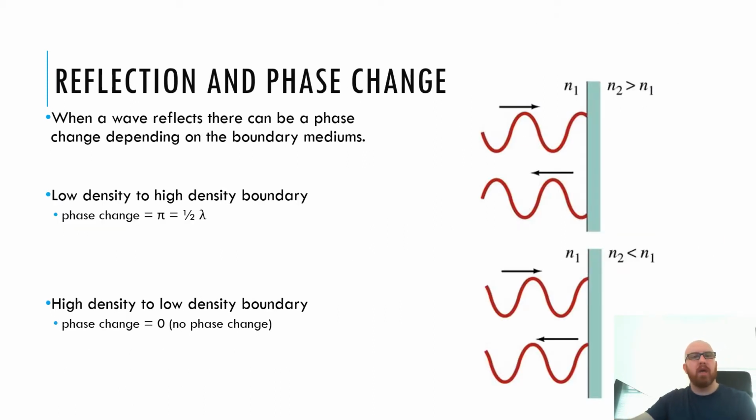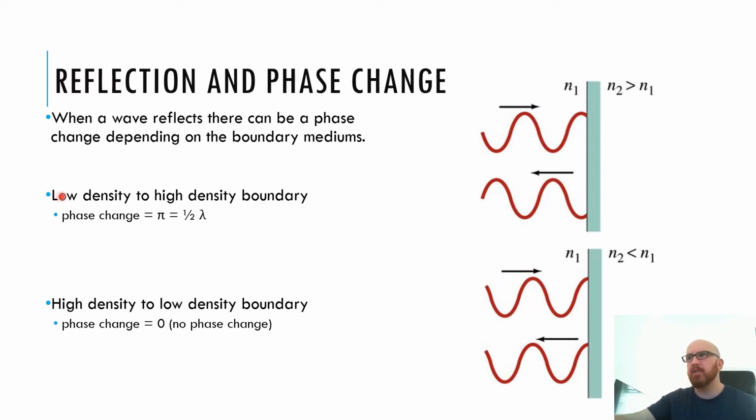Right, reflections. We're going to talk about reflections. When a wave reflects, there can be a phase change, depending on the boundary of the two mediums. So these are two different boundaries. We're saying here that n, the refractive index of this substance here, is greater, meaning it is higher density. If this medium here has a lower refractive index, meaning lower density. So low density refers to this diagram, high density refers to this diagram.